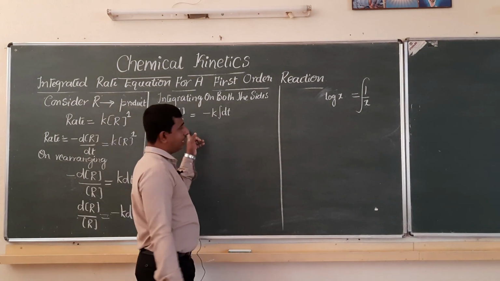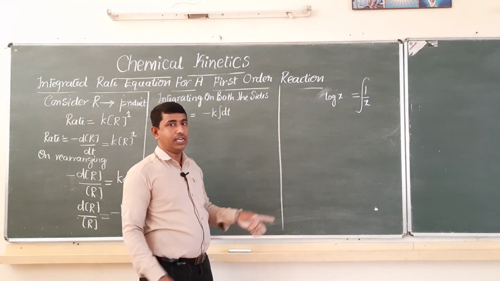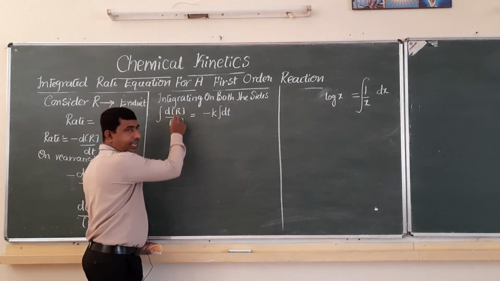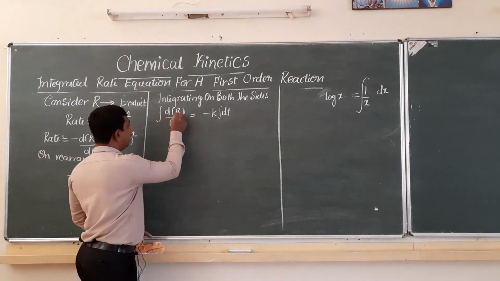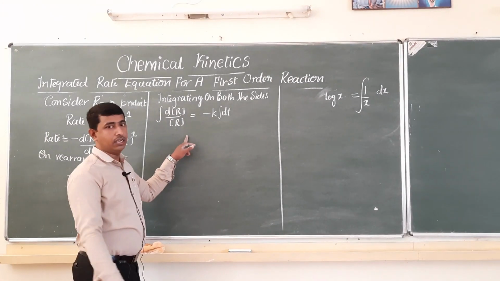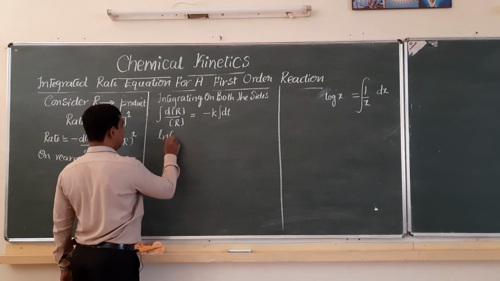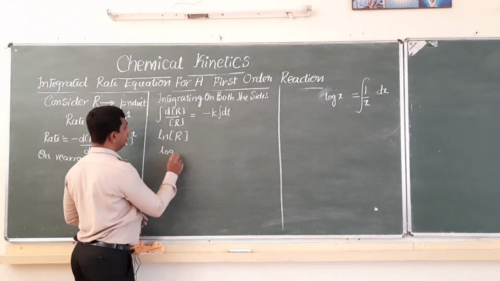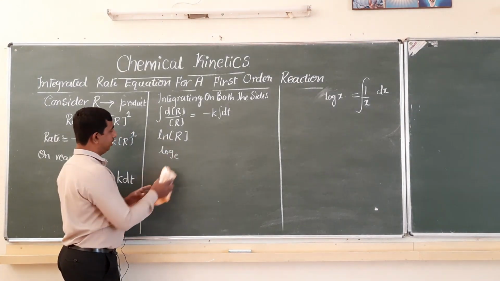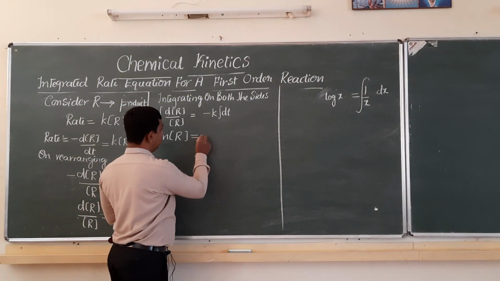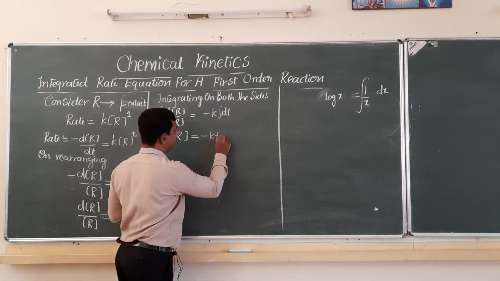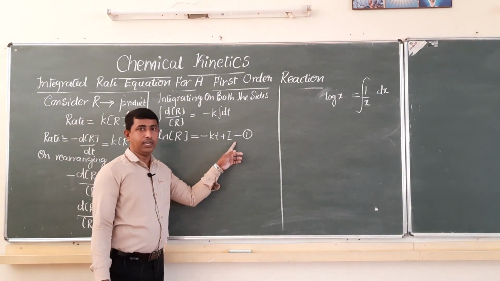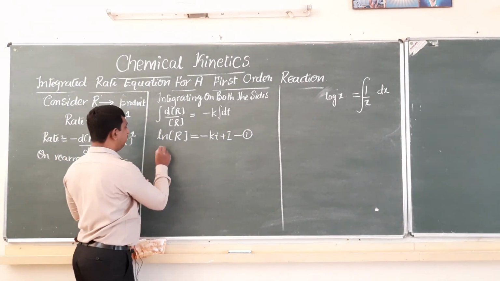Now here, dR by R is of the form dx by x only, correct? It is 1 by x dx. So the integral of dR by R is log R, or I can write ln R, that is log to the base e, the natural logarithm. So ln R is equal to minus k times the integral of dt, which is t, plus I. Let us name it equation 1. So ln R is equal to minus kt plus I, equation 1.